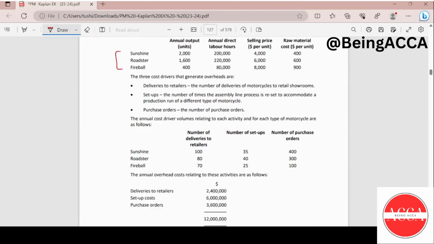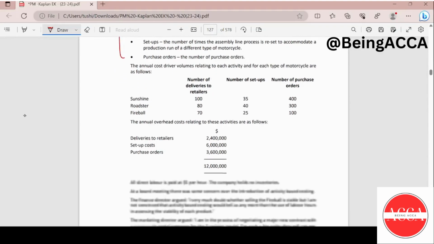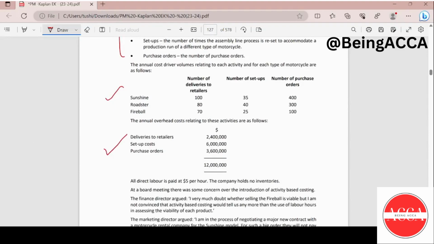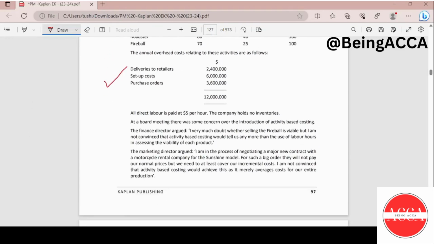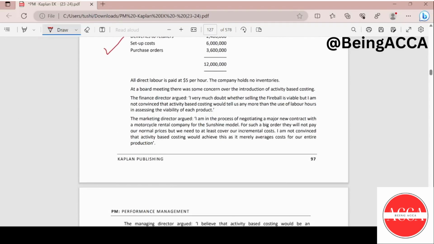And the three cost drivers that generate overheads are these. These are the details of the overheads, why these overheads are generated, and then we have the drivers, and then the total annual overhead costs. All direct labor is paid at $5 per hour. The company holds no inventories.